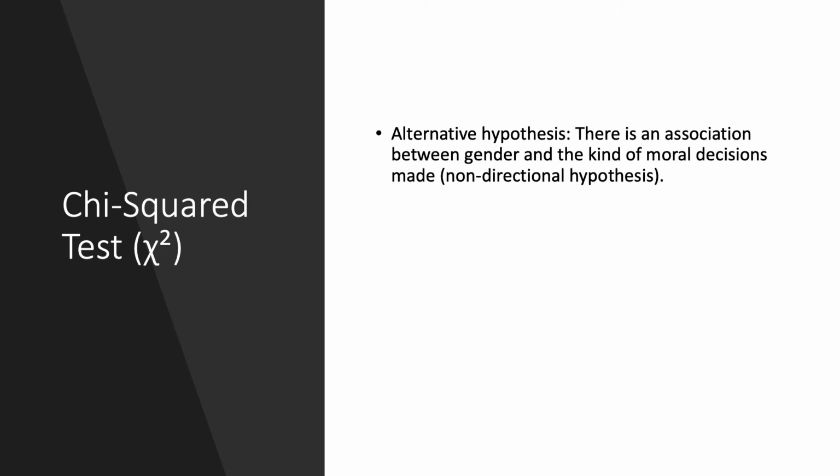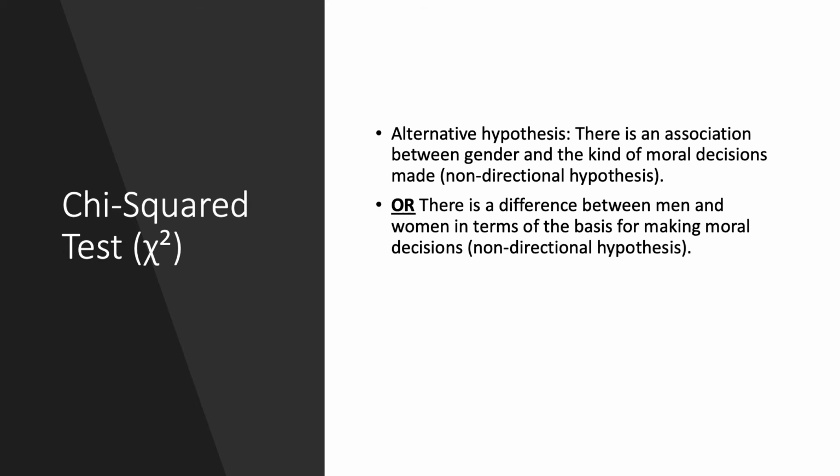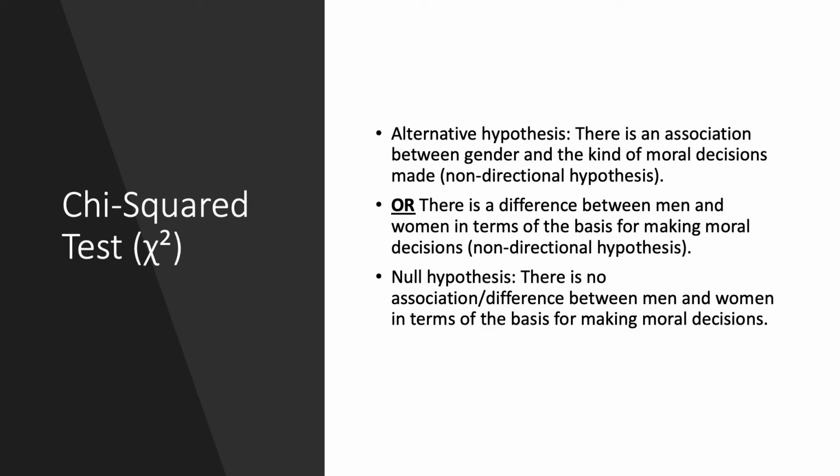So you should have written, number 1, there is an association between gender and the kind of moral decisions made. It's non-directional because it's not telling us which way it's going to go, whether women are going to base their moral decisions on an ethic of care or an ethic of justice. It's just telling us that there will be an association between moral decisions and gender. And then there is a difference between men and women in terms of the basis for making moral decisions, which would be your test of difference hypothesis. And then the null hypothesis would be there is no association/difference between men and women in terms of the basis for making moral decisions.